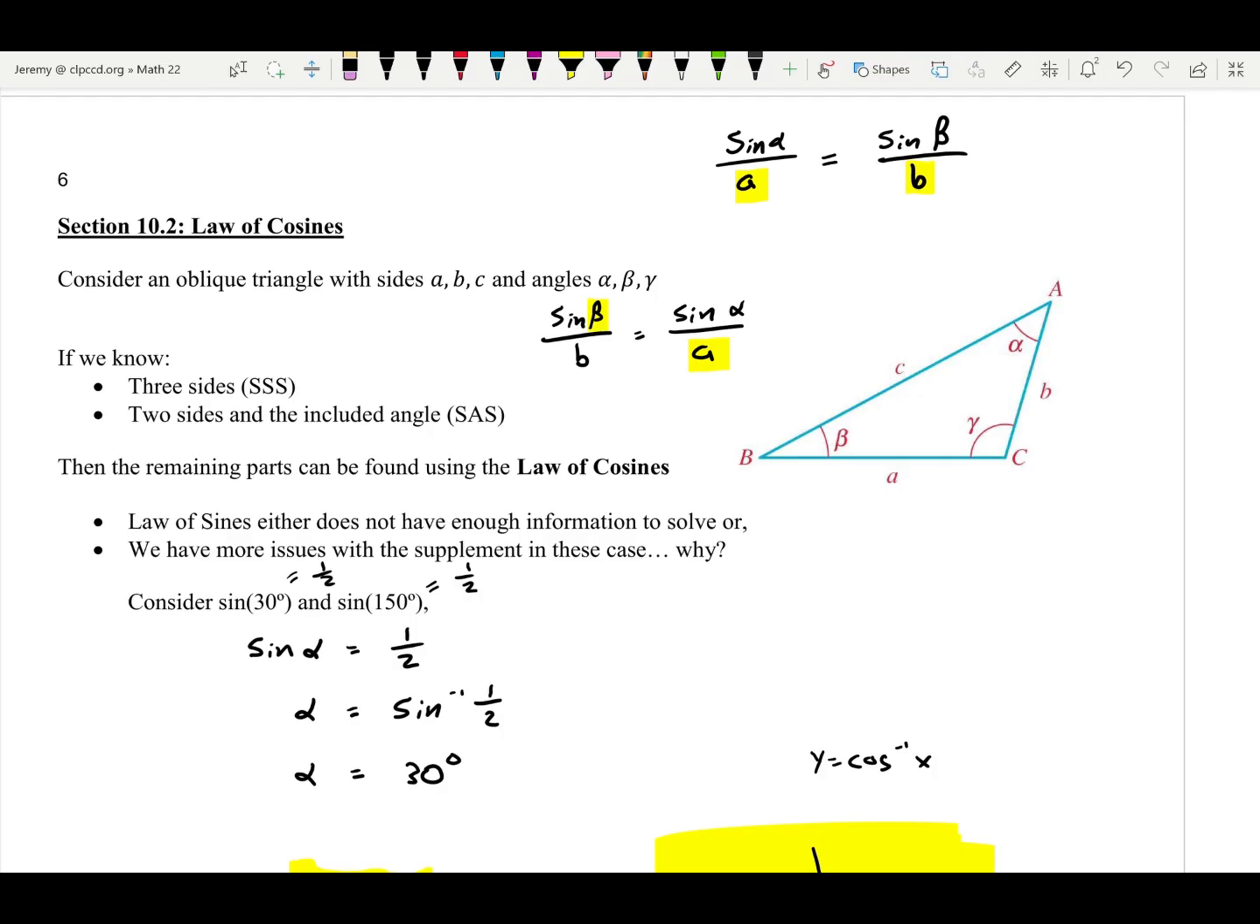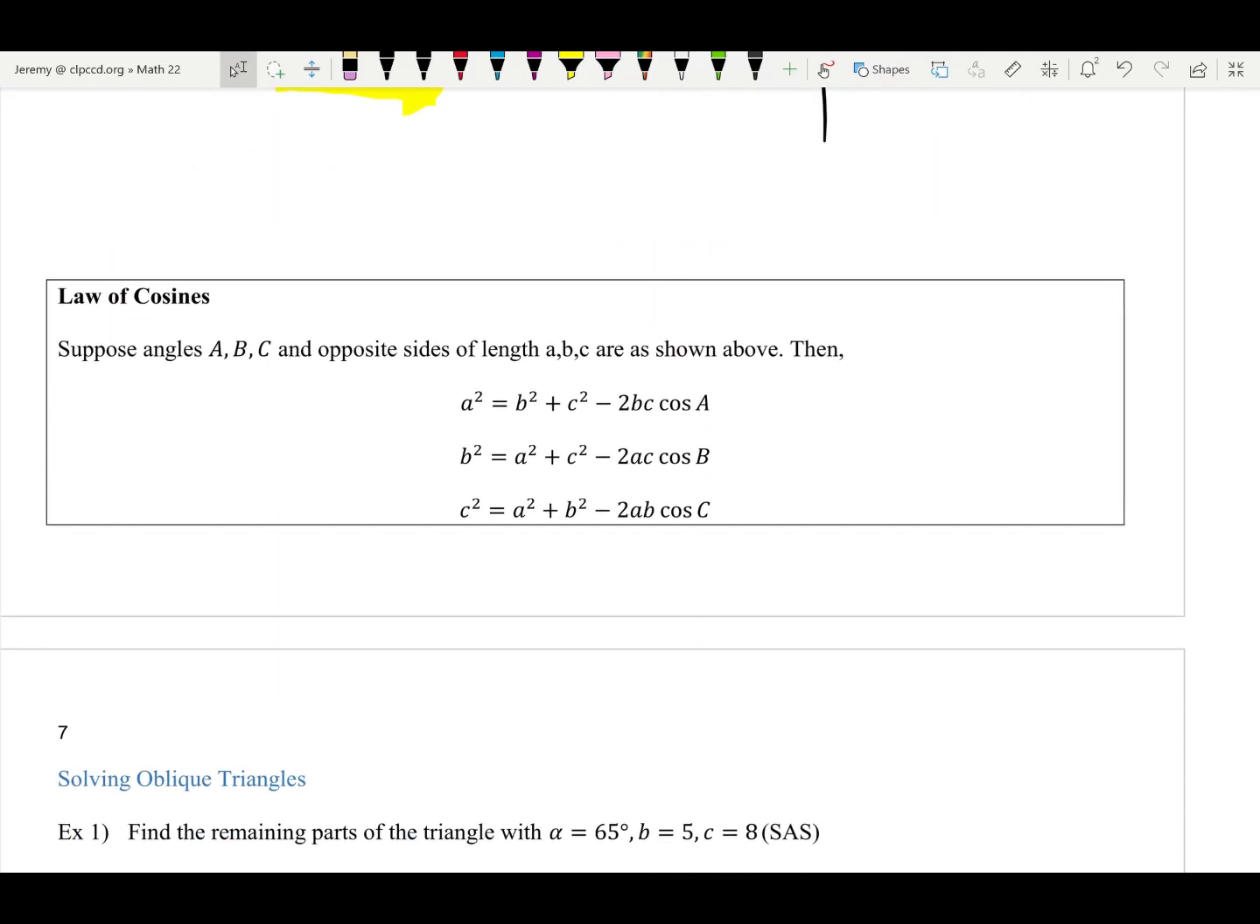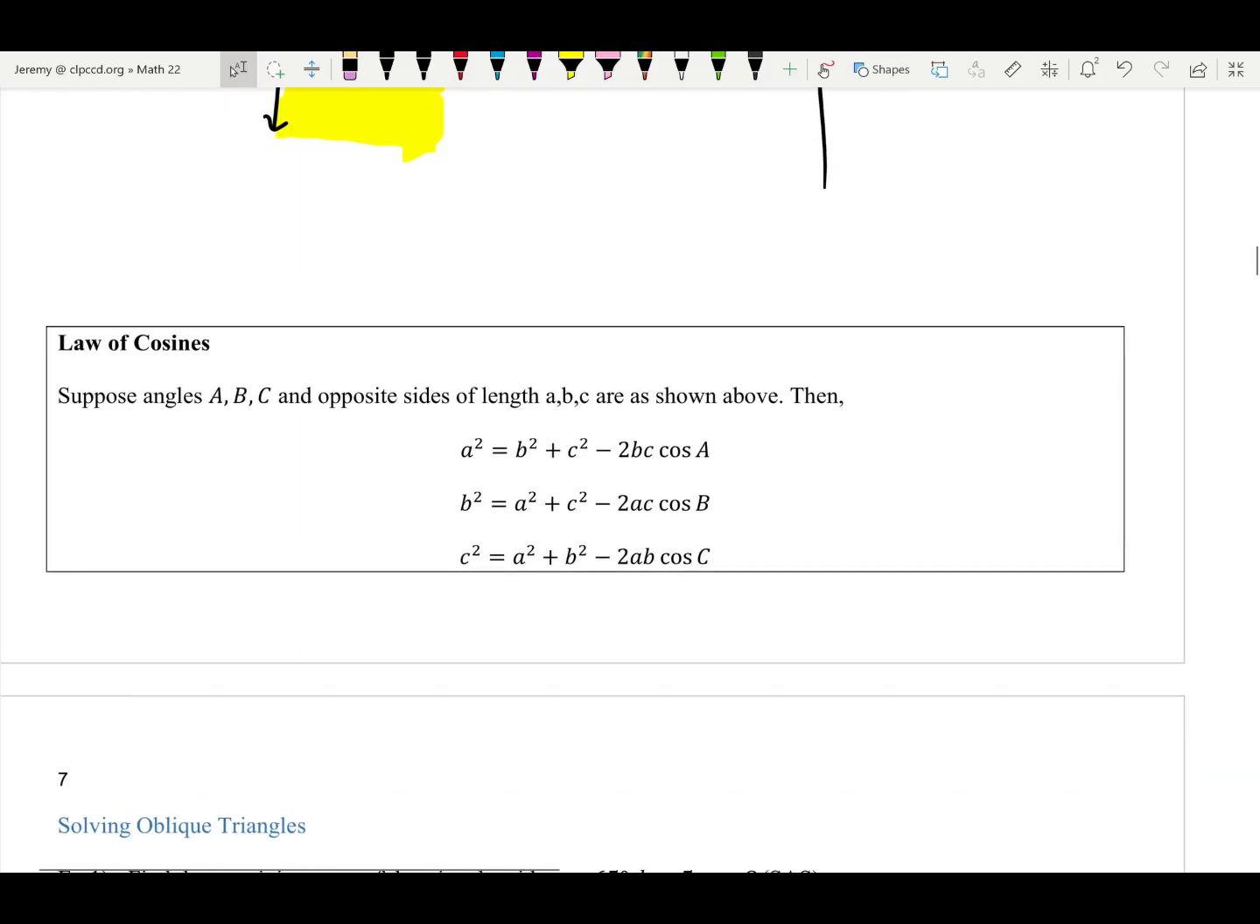Same type of triangle that we looked at, same way of defining all the sides and corresponding angles that we did in the previous section. We have the following equations. a squared is equal to b squared plus c squared minus 2bc cosine A. So that's the first one.